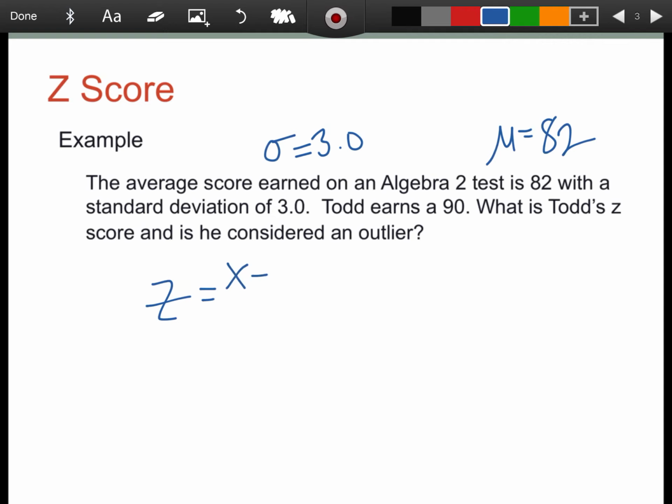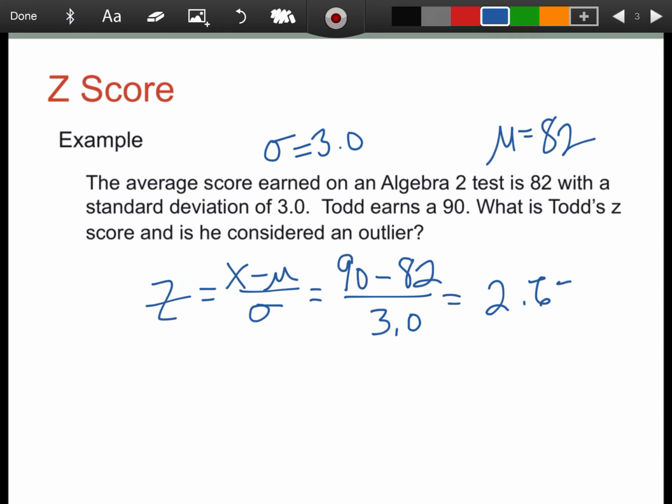All right, so let's figure out his Z-score. The Z-score is x minus mu all over standard deviation, sigma. So x is what he earned, so that's a 90, minus 82, which is the mean, all over standard deviation, and we get 2.67. So his score was 2.67 standard deviations above the mean. Is he considered an outlier?